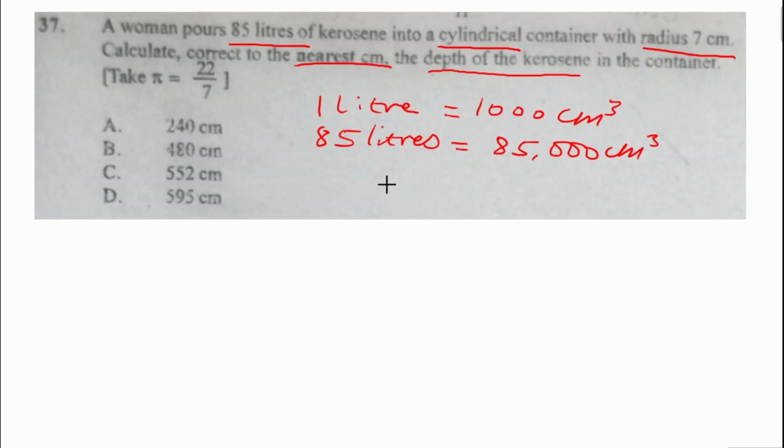And now we've been given the radius to be 7 centimeters. So we now use the volume of a cylinder, which we wrote earlier. It will be the same thing, V equals pi r squared h. We just substitute the various values into this formula and solve for the depth of the kerosene. Remember, this formula will be used to represent the volume of the kerosene in the cylinder.